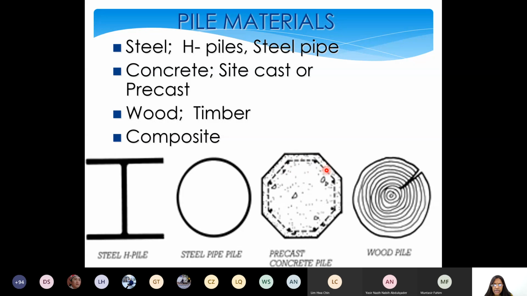So you know the grades, right? Concrete grades. Later I will take a separate class on that. But for now, if I say M15, it is 1:2:4. 1 portion of cement, 2 portion of sand, and 4 portion of gravel. Mix, make the concrete, pour it, right?